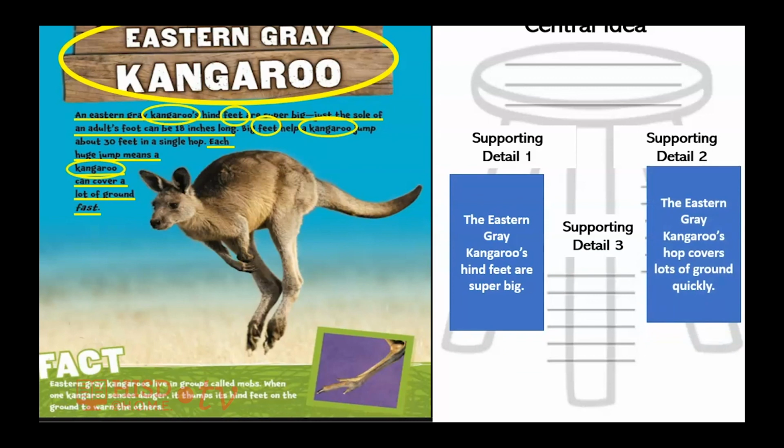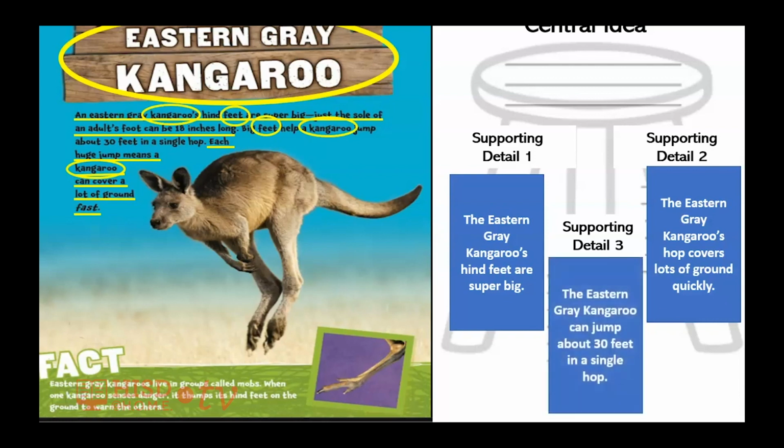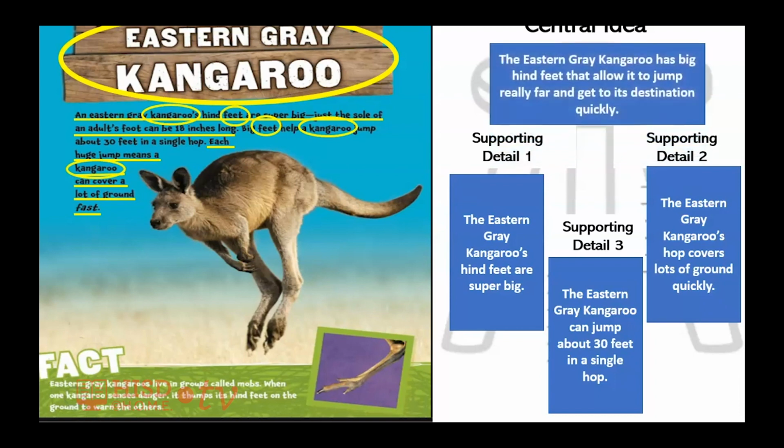We took supporting detail 2. The eastern gray kangaroo's hop covers a lot of ground quickly. And we looked at supporting detail 3. The eastern gray kangaroo can jump about 30 feet in a single hop. So we're going to take supporting detail 1, supporting detail 2, and supporting detail 3 to combine to create a central idea statement. Our central idea statement is the eastern gray kangaroo has big hind feet that allow it to jump really far and get to its destination quickly.